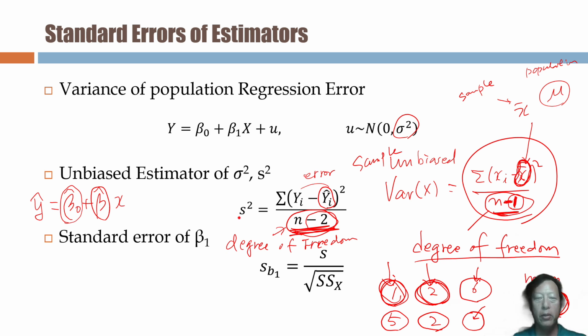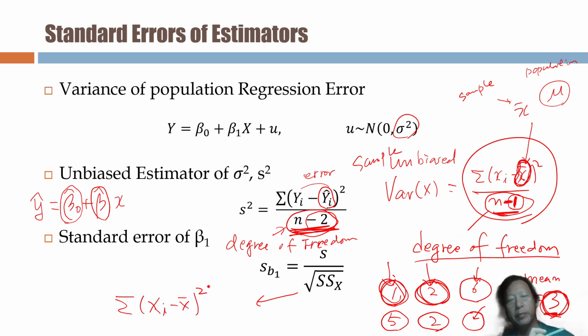Okay, the standard error is s divided by the square root of SSX. SSX is what we have already seen. That's the sum of (x_i minus x bar) squared.